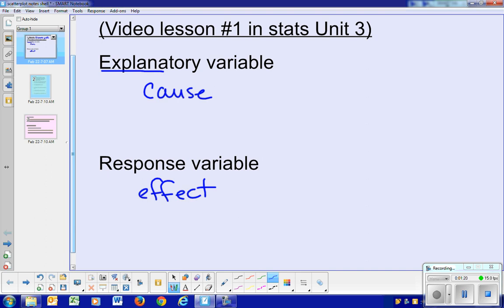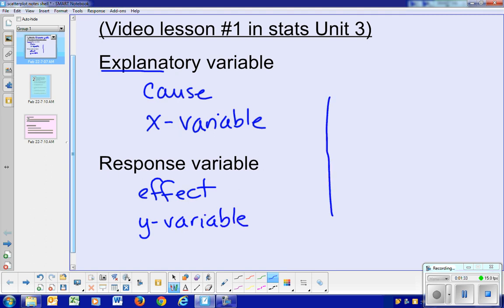If there is a cause and effect relationship, this variable, the cause, is the x variable, whereas this guy is the y variable. So if we were graphing on a coordinate plane, this would be where the cause would go, and this is where the effect would go, if there is a cause and effect. And those two variables, again, are also referred to as the explanatory and the response variable.